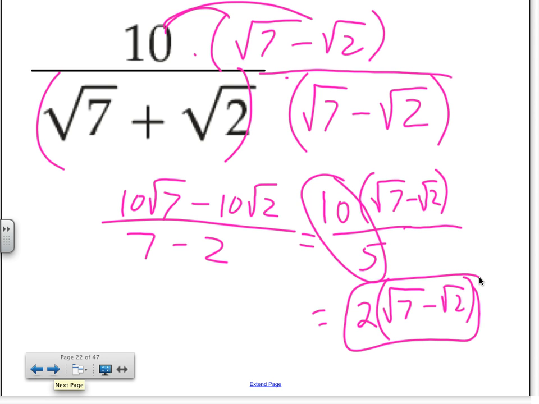So notice we no longer have a radical in the bottom. We were able to rationalize it. And with two terms like this, we rationalized by multiplying by its conjugate. Okay? Just pop a conjugate in, and that's it, guys. Can I do that by memory?